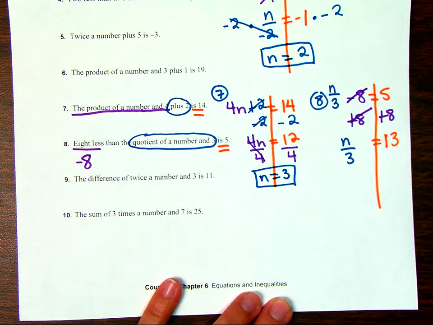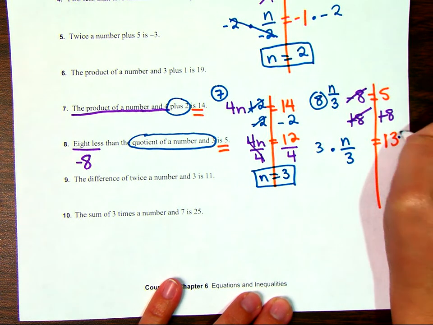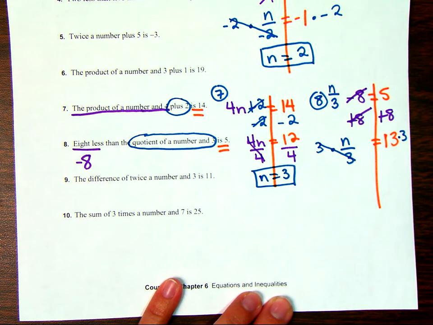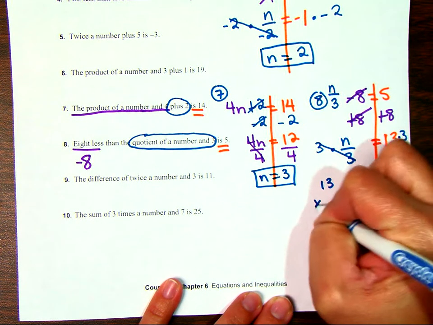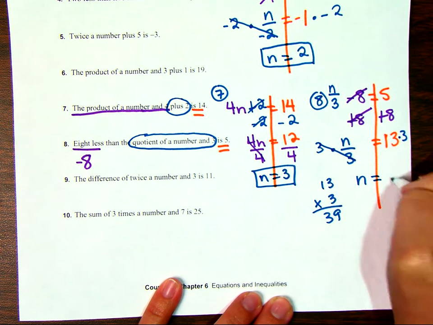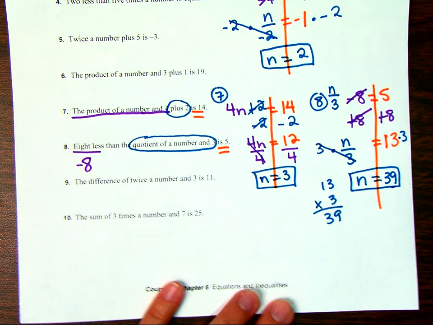So I need to do the opposite of divide by 3, which is multiply by 3. And that's going to cancel out. And 13 times 3 is going to be 39. So again, just take your time reading through these.